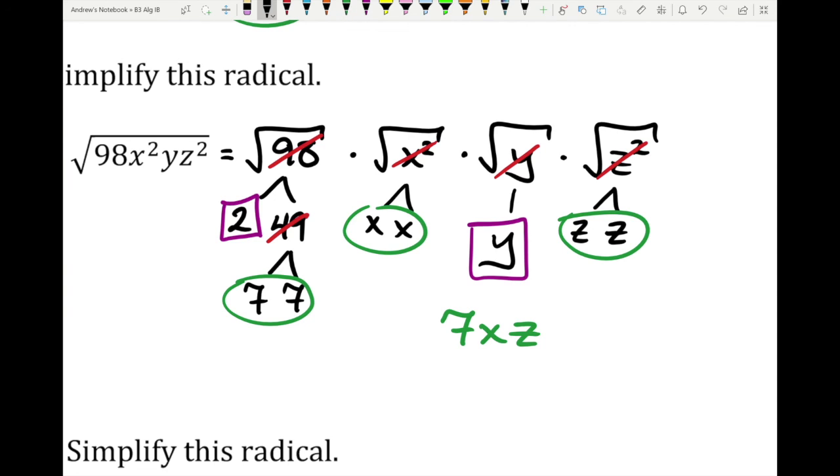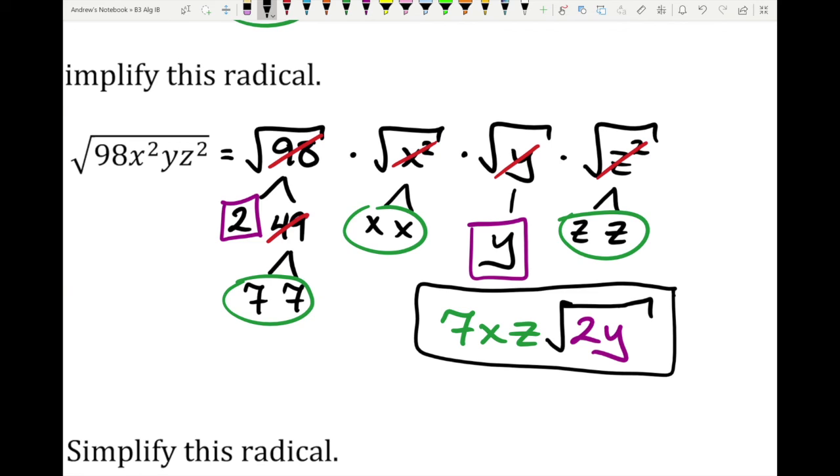The other part, the pieces that are left over on the inside of the radical, are the 2 and the y. Thankfully for us, this one's already simplified. We didn't need to do anything else to it because there's no multiplying that needs to be done with some numbers or whatever. So 7xz square roots of 2y. Ooh, gross.